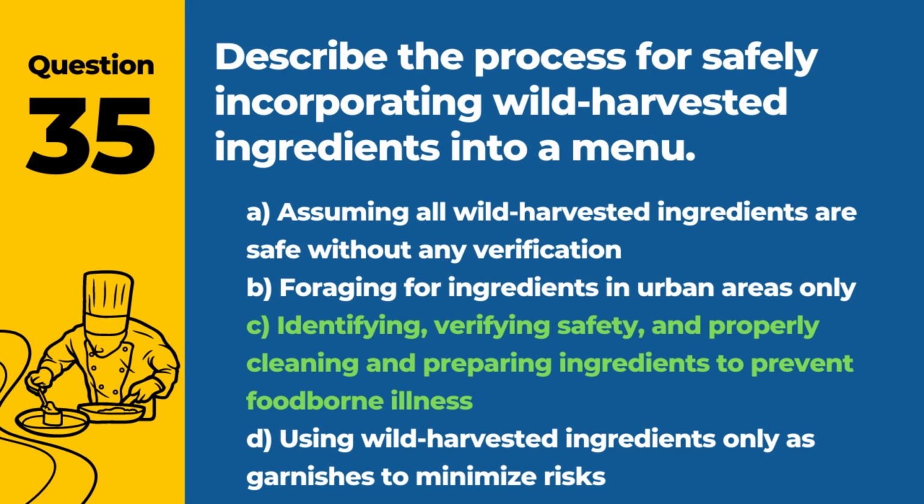Answer: C. Identifying, verifying safety, and properly cleaning and preparing ingredients to prevent foodborne illness. Safe incorporation of wild harvested ingredients requires knowledge, proper identification, and handling to ensure they are safe for consumption.